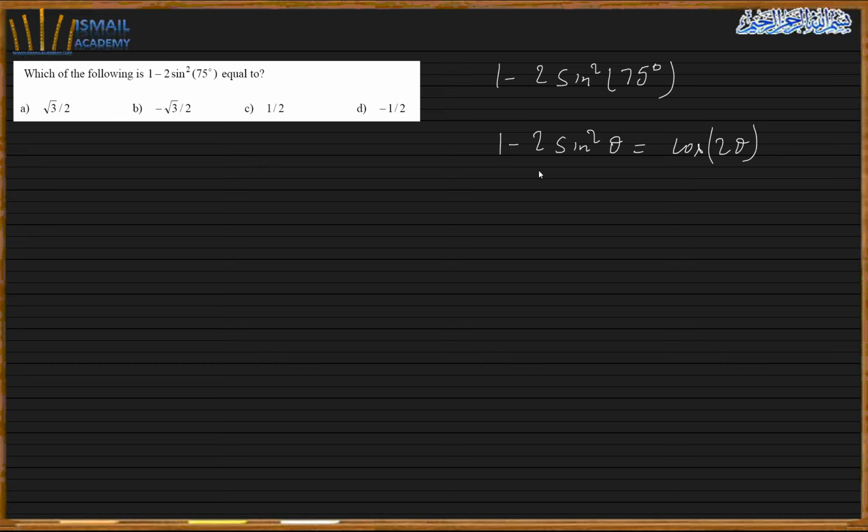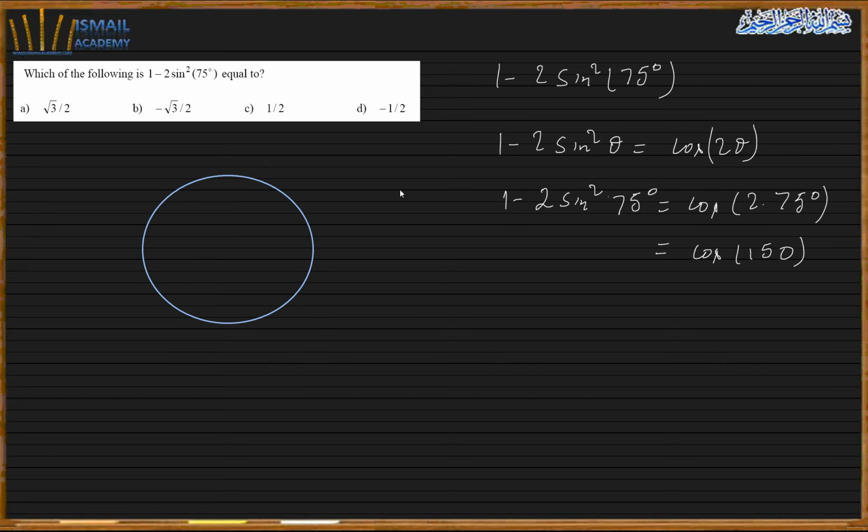With this, we get 1 minus 2 sine square of theta, where theta is 75 here. I need to substitute 75, so here it will be 75 degrees. So it's going to be cosine of twice 75, which means I will have cosine of 150. And cosine of 150 is the same thing as minus cosine of 30.